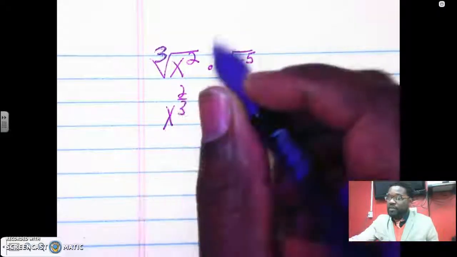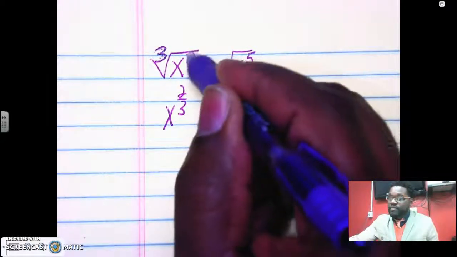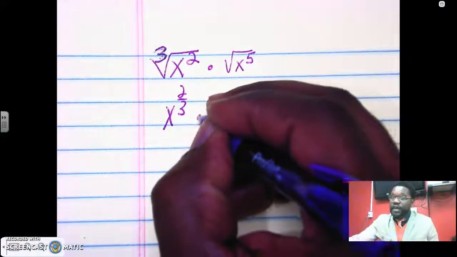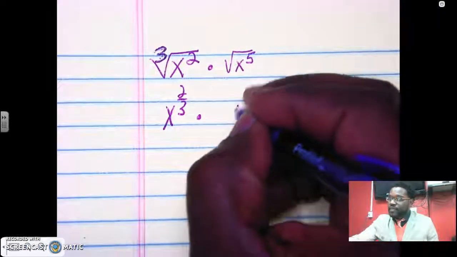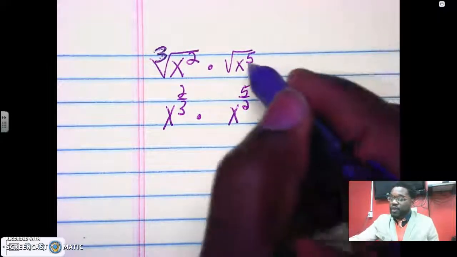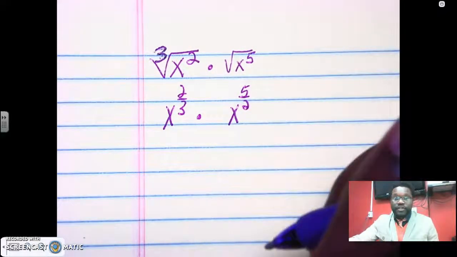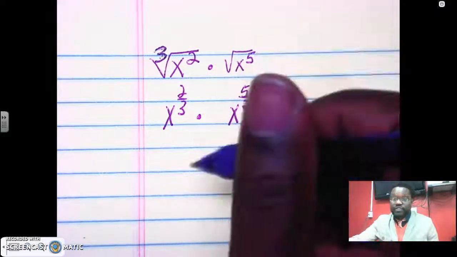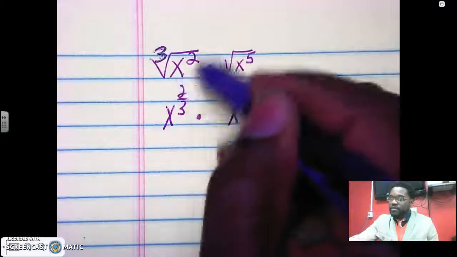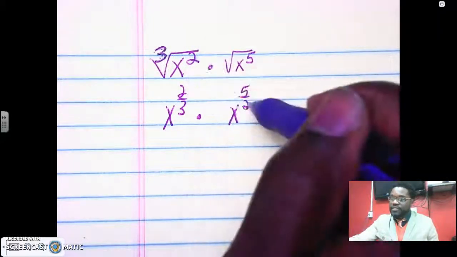Remember, the denominator is the index, and the numerator is the exponent for the radicand. And over here, I can do x to the 5 over 2, where the denominator is the index and the numerator is the exponent underneath the radicand. And so that's the first thing we need to make sure we're understanding, is how to take radicals and write them with rational exponents as something with a fractional exponent.